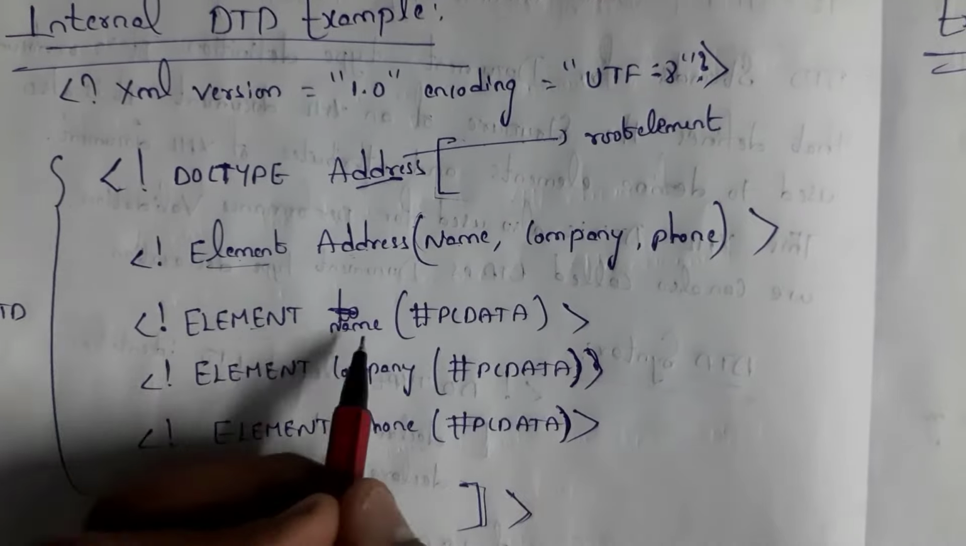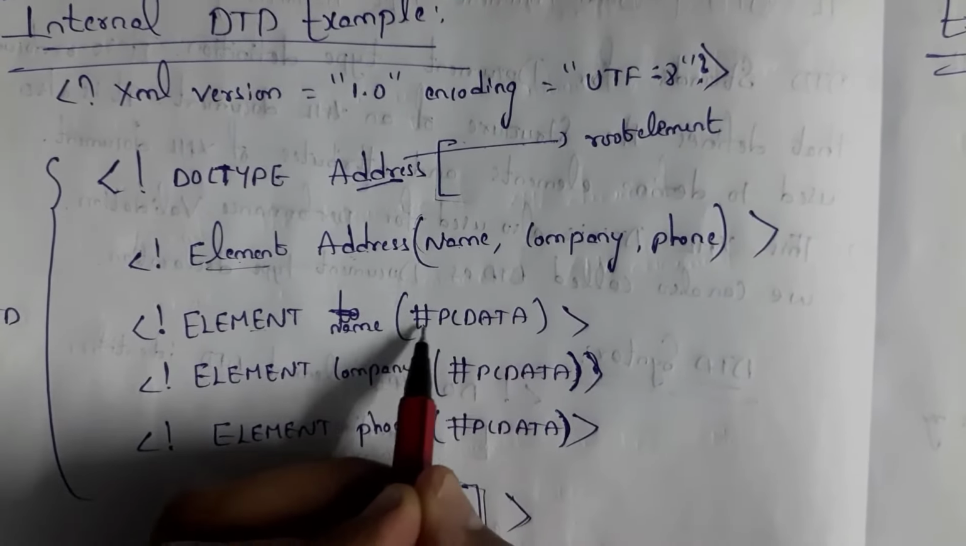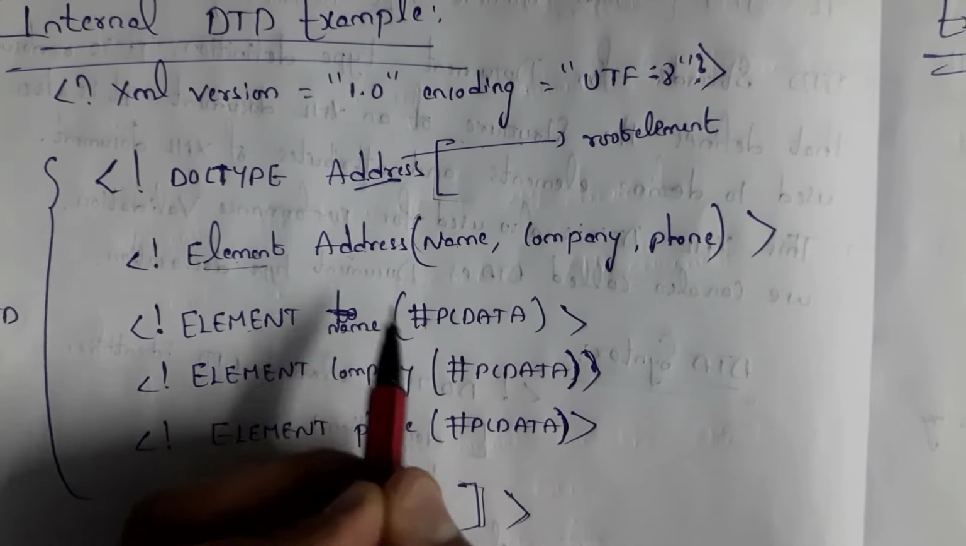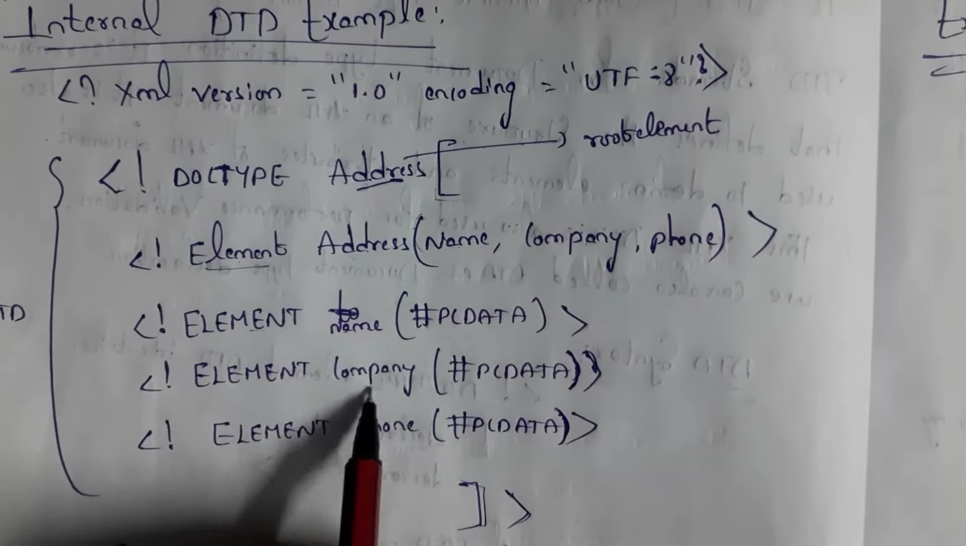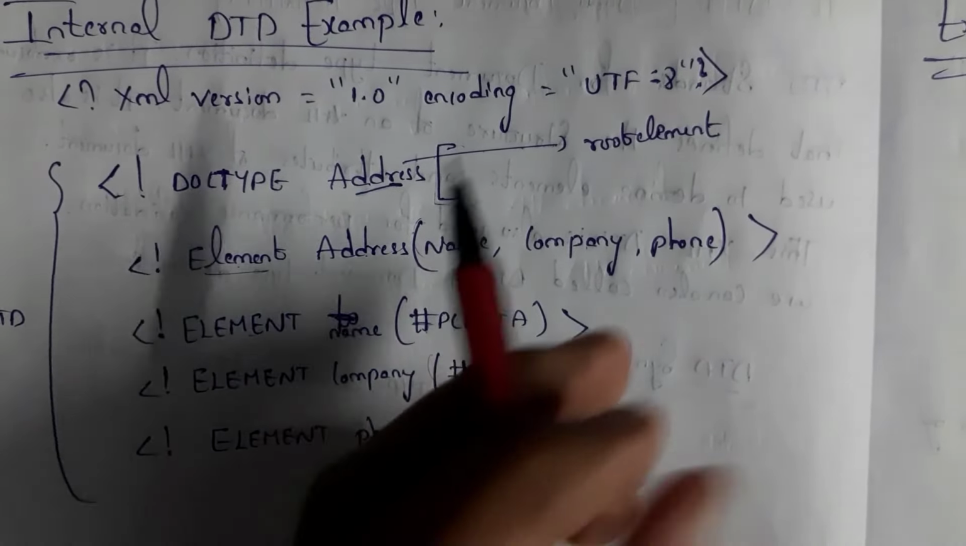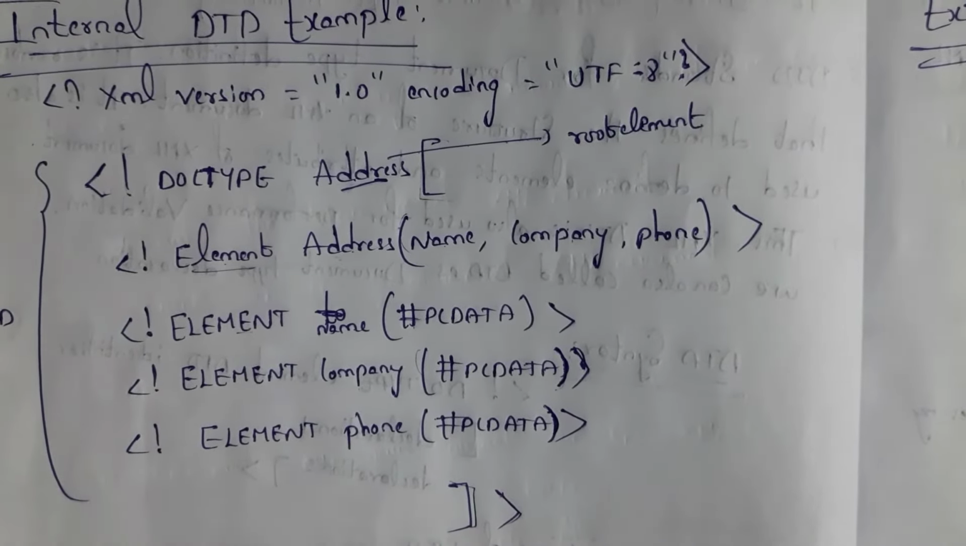Next, element name as PCDATA. Here we need to enter the name. Similarly, element company #PCDATA, and similarly element phone #PCDATA. This entire thing is known as the DTD.